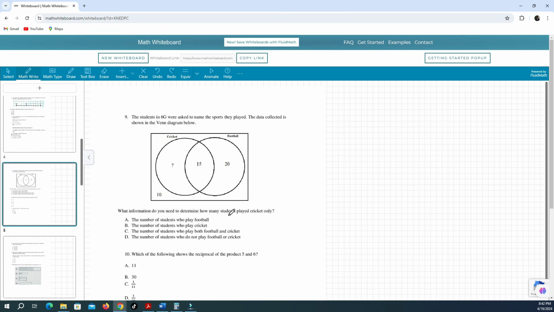What information do you need to determine how many students played cricket alone only? The number of students who played football. No, we have that already. The number of students who played cricket. Yeah, that's so the answer is B.